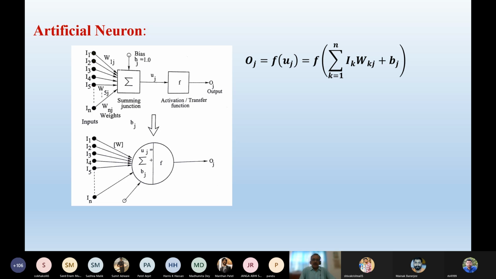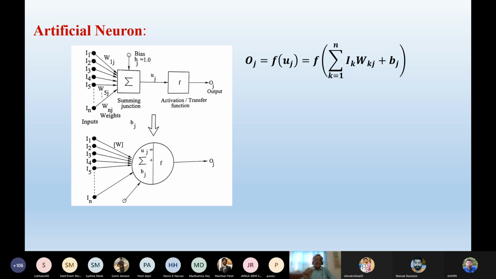Of course, it depends on the nature of the activation function or the transfer function. Just to avoid that particular situation in the computer program, we just add a small bias value so that this particular uj does not become equal to 0. So we want to avoid that particular situation.